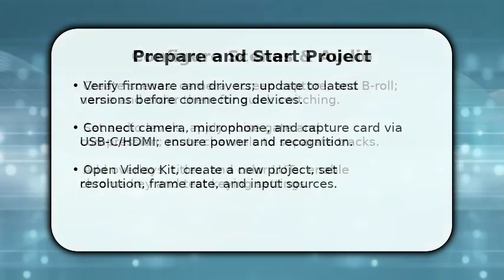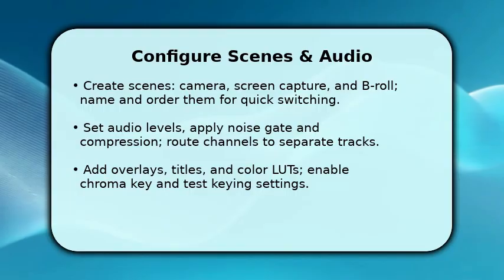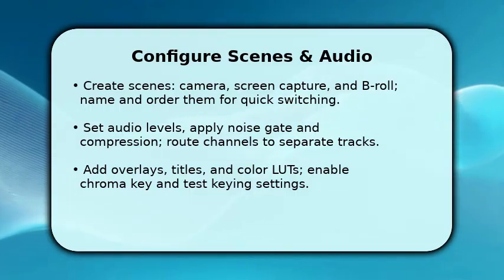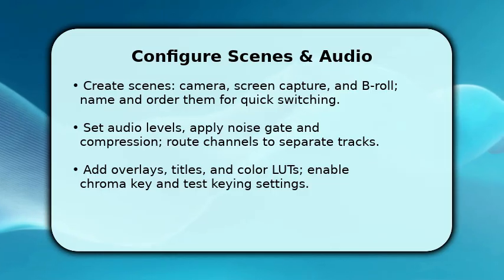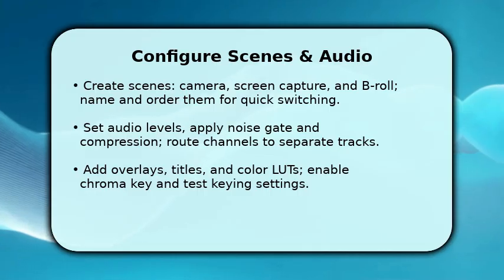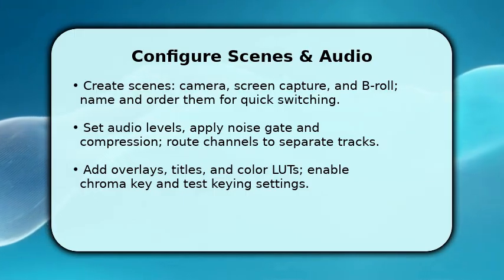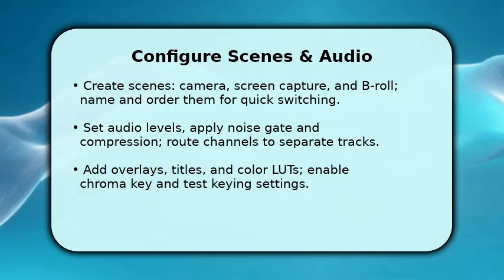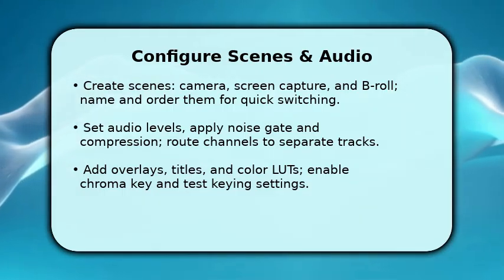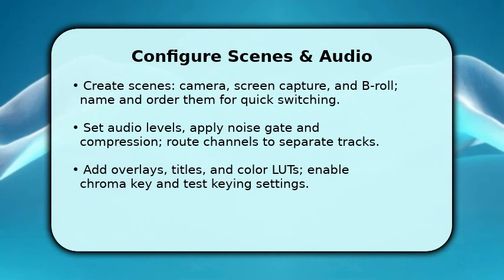Now you build the middle of your workflow where details matter. Create and order scenes, camera, screen, and B-roll, so switching is immediate. Next, set audio gains, enable a noise gate and light compression. Route each mic to its own track to avoid messy mixes. Add overlays, lower thirds, and color LUTs to match visual style, and enable chroma key for green screen work. Make sure to test transitions and keying on a short clip, so you catch problems before full recording.